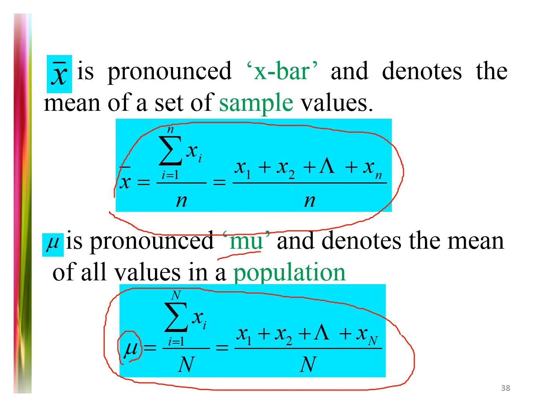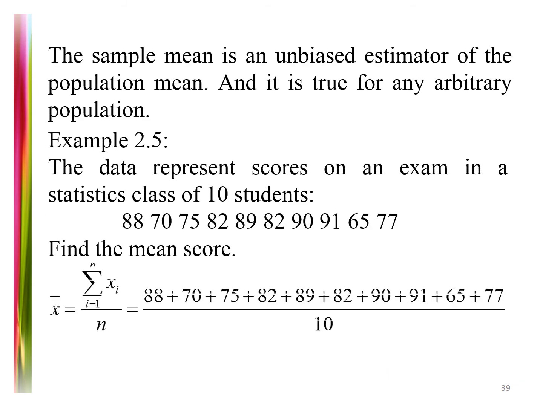That's why this is usually too large, but we can estimate this population mean from a sample. So this is just a simple example. The sample mean is an unbiased estimator of the population mean, and it is true for any arbitrary population. Maybe later we will prove this result.